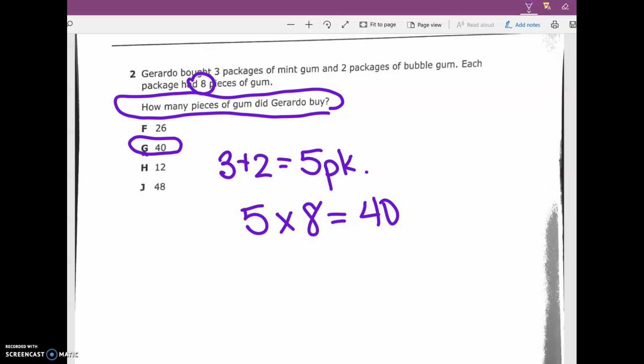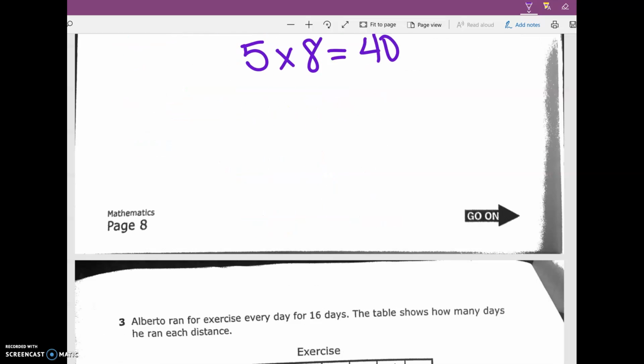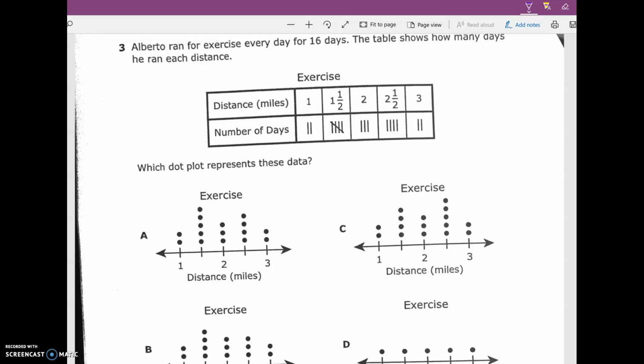They didn't answer this like 3rd graders, otherwise I'd have a complete sentence that says, Gerardo bought 40 pieces of gum. Maybe you did that. I'd love to see it on Seesaw if you did.